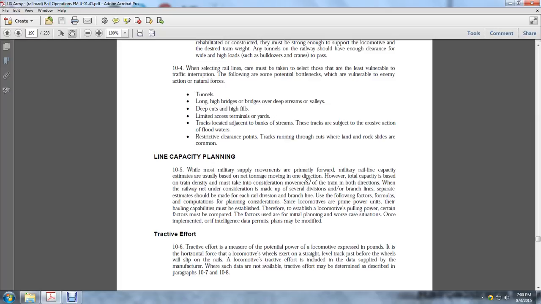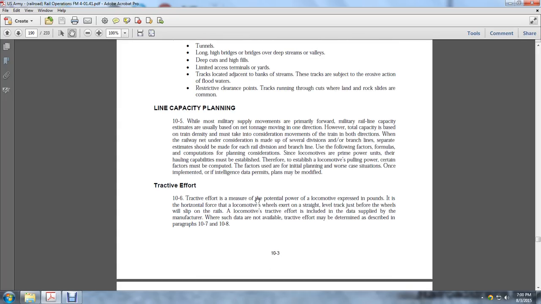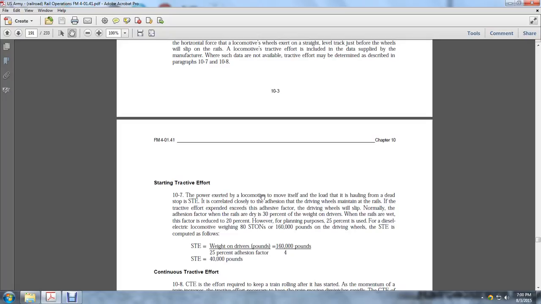Tractive effort. 10.6. Tractive effort is a measure of the potential power of the locomotive expressed in pounds. It is the horizontal force the locomotive wheels exert on straight level track before the wheels slip on the rail. Locomotive tractive effort is included with the data supplied by the manufacturer. Where such data are not available, the tractive effort must be computed as described in paragraphs 10.7 and 10.8.